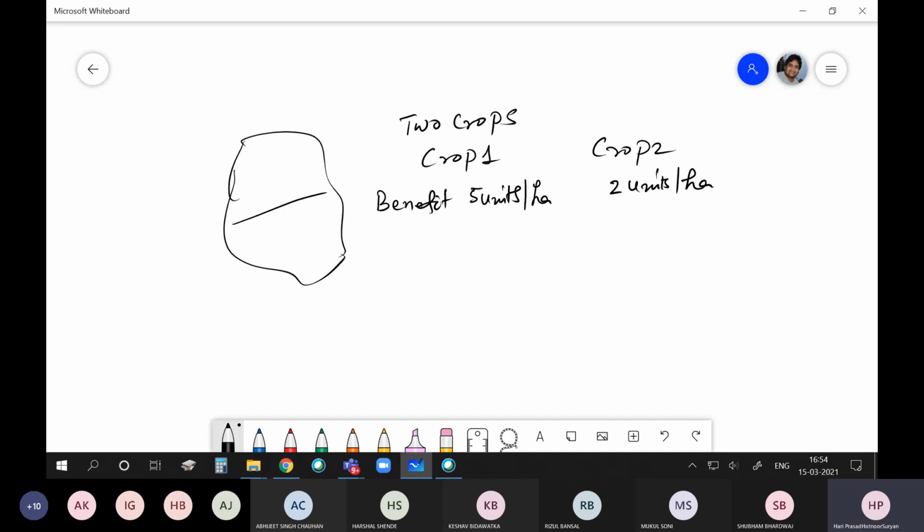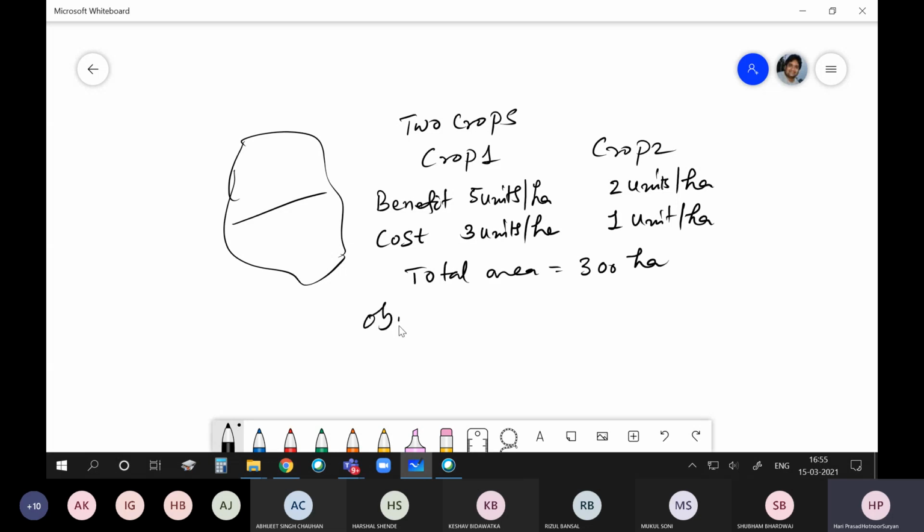The cost for growing crop 1 is, let us say, 3 units per hectare, and for crop 2 it is 1 unit per hectare. And the total area available is 300 hectares.